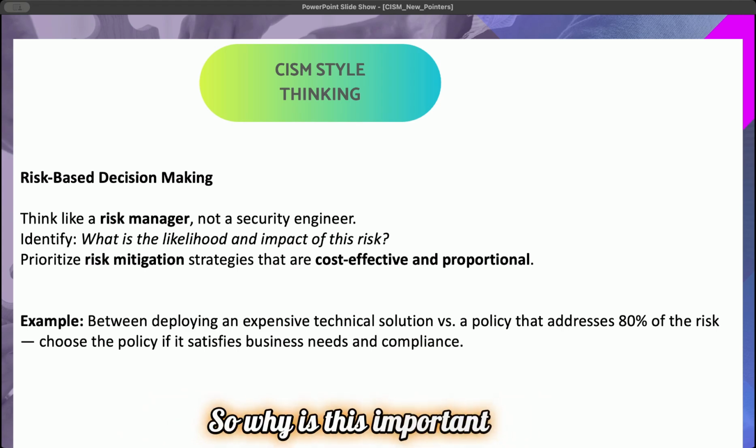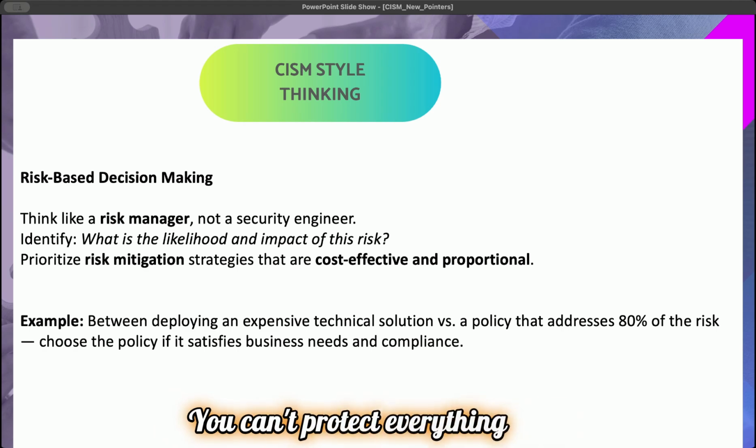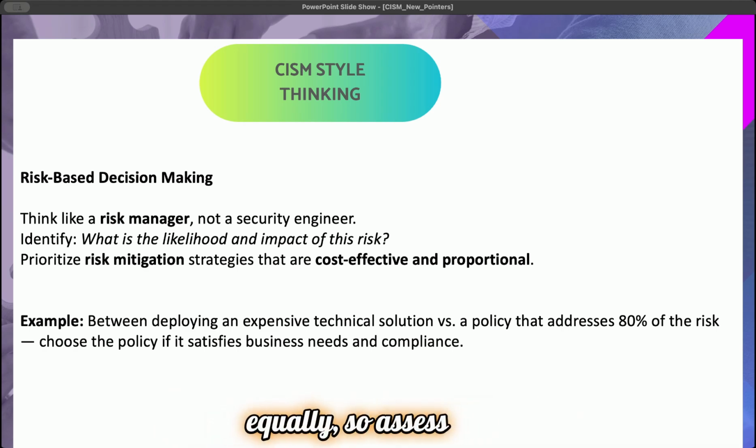Why is this important from a CISM perspective? CISM professionals don't just find problems, they prioritize them. You can't protect everything equally. So, assess the likelihood and impact. You can focus on risks that truly matter to the business, allocate resources efficiently, justify security investments in business terms, and align risk treatment with risk appetite and tolerance.